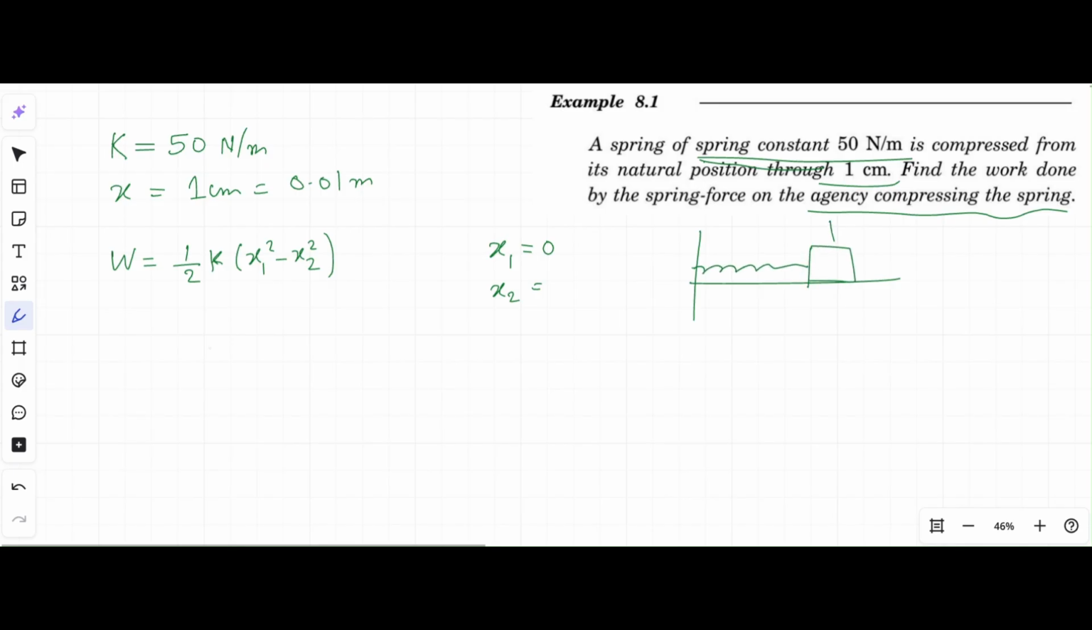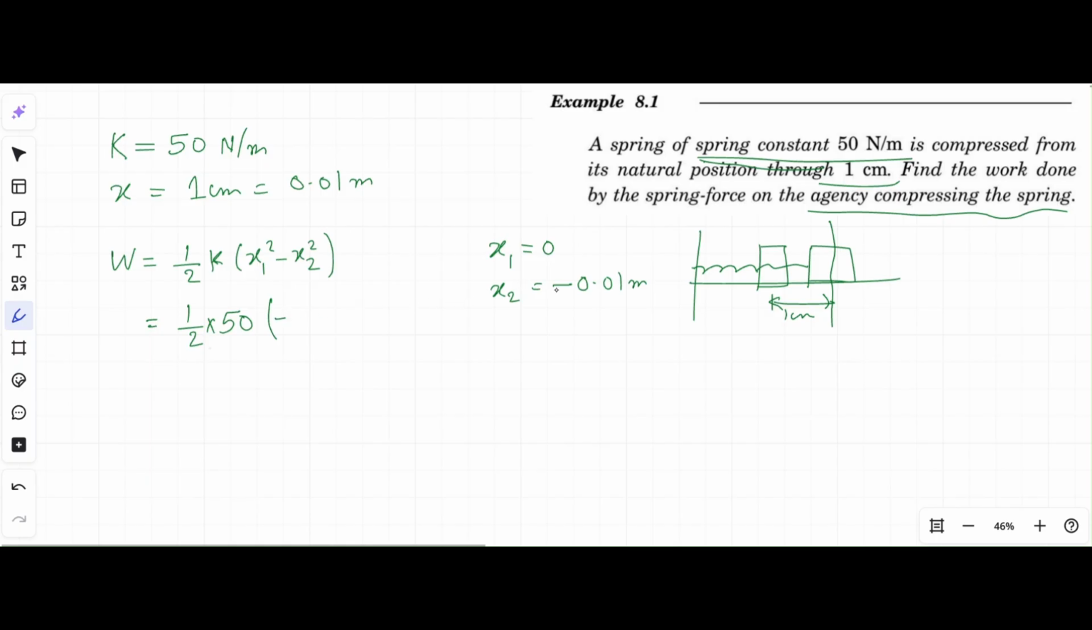Compresses the spring means, suppose initially it is like this. This is the natural position. Then it compresses and the box comes here. So this distance is 1 centimeter. Because it is in the negative x direction, let's take it minus 0.01 meter. Now this is equal to half K. K is 50, so let us write it as 50. And x1 square is 0, and minus x2 square.